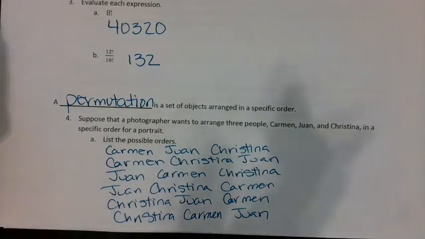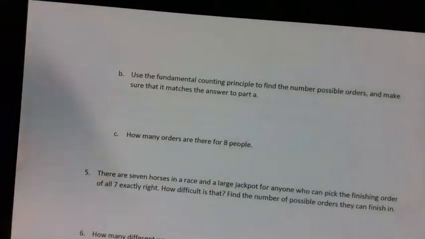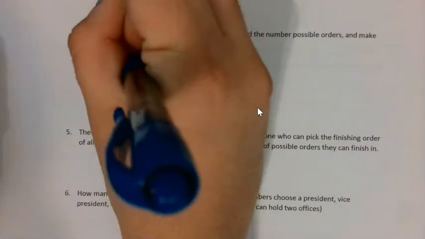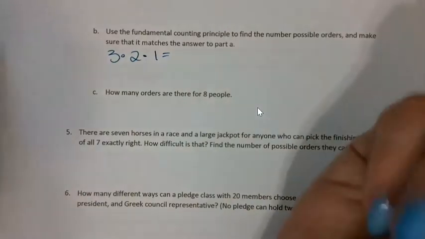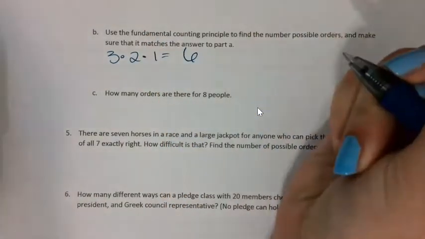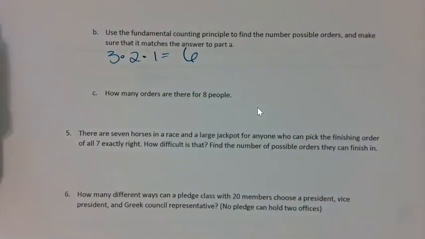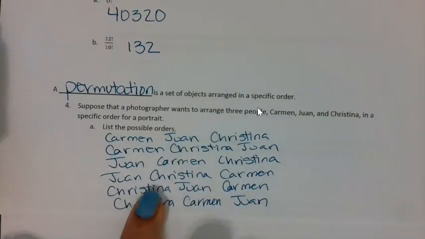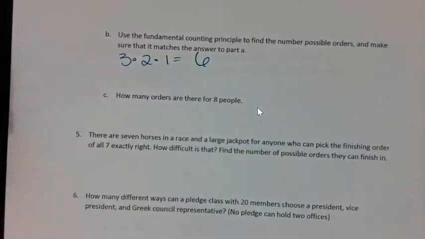Okay. So then there is a part B. It wants me to use the fundamental counting principle to find the number of possible orders and make sure it matches the answer to part A. So the way I do this is I do 3 times 2 times 1. I count down because there's a specific order to how they are being placed. So I just multiply. 3 times 2 is 6, times 1 is 6. Remember on the front side I had 6 total options of arranging the people, so 6 is my answer here.